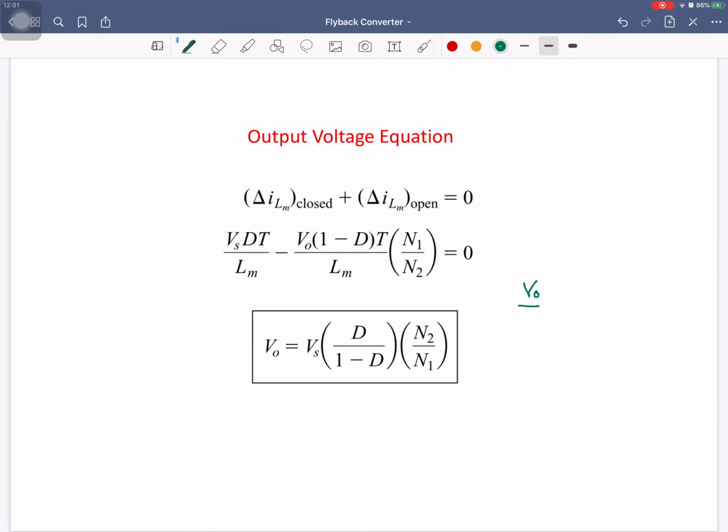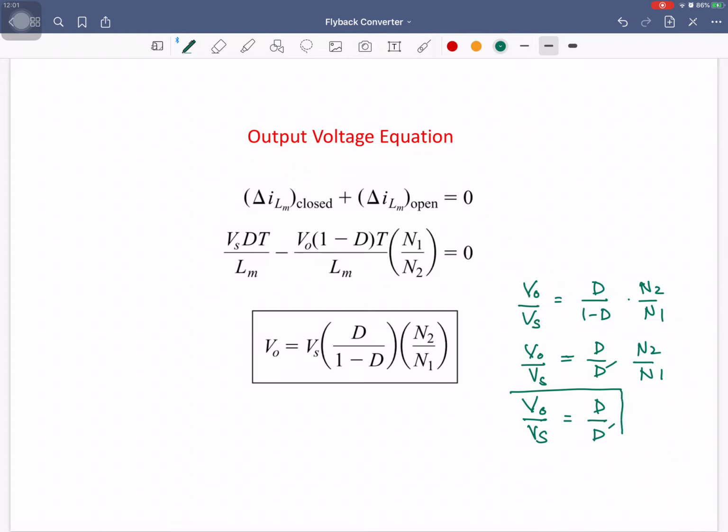V naught, output voltage, divided by input voltage, that is equal to D over 1 minus D into N2 by N1, and I can also write it like that, V naught by Vs, that is equal to D over D prime into N2 by N1. So transformer turn ratio is very important. If it is equal to 1, you can see this is simply V by Vs, that is equal to D over D prime, and that was the transfer function for the buck boost converter. So basically the flyback converter is derived from the buck boost converter. It is an isolated version of the buck boost converter.